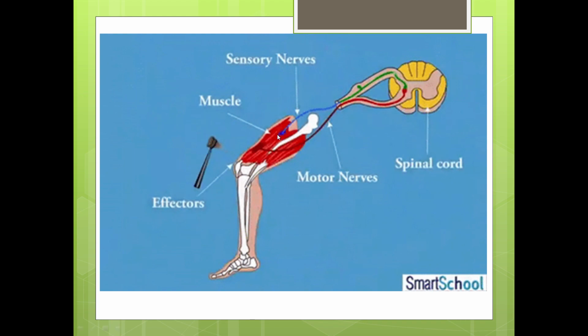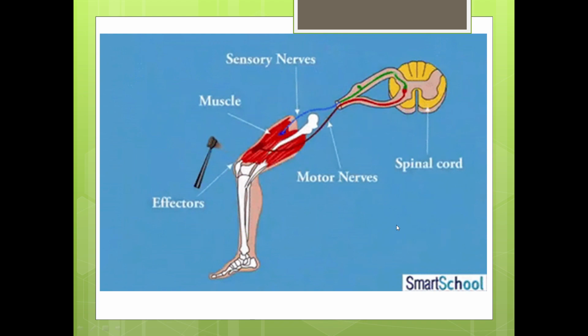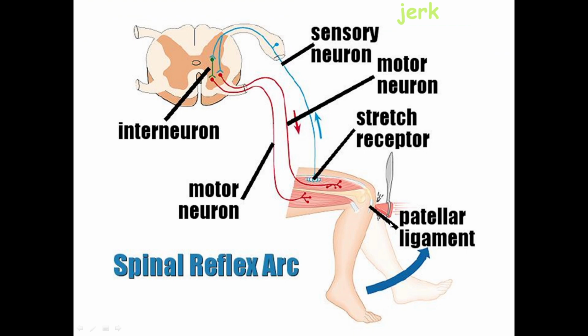Skin receives the impulse. The sensory neuron carries the impulse to the spinal cord. It is given to the interneuron, and from the interneuron to the motor neuron. This is the reflex arc, and here is the reflex action: knee jerk.